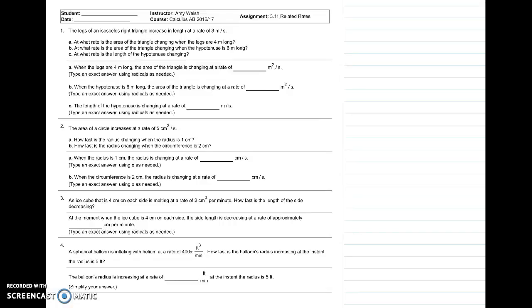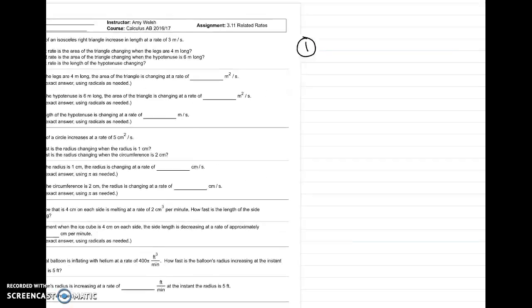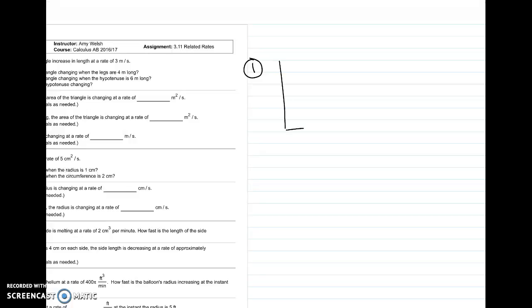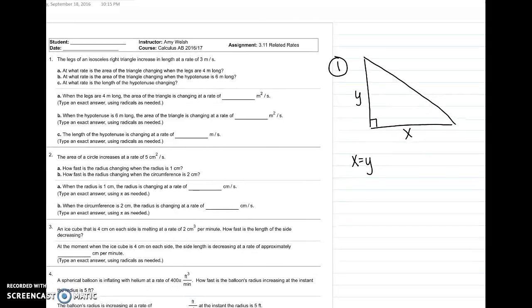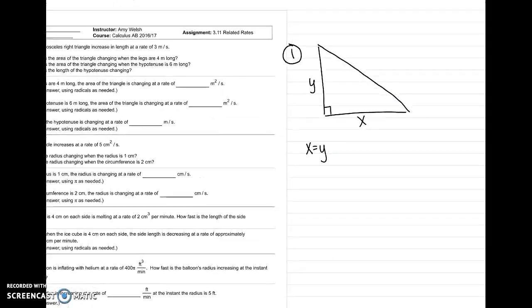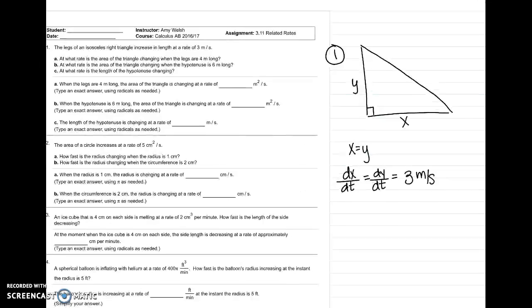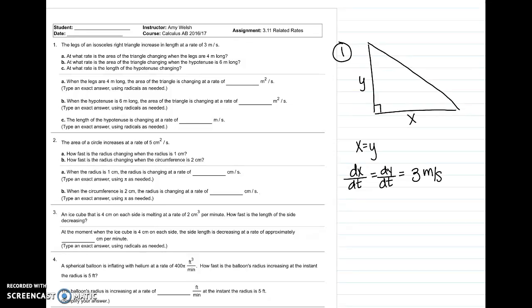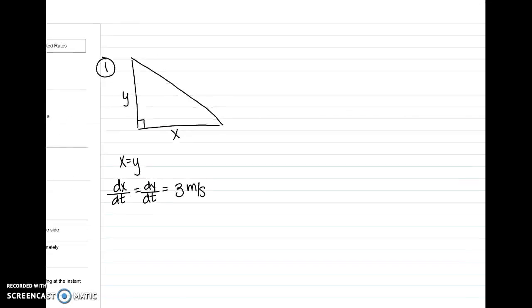So here we go. Look at the first one. The legs of an isosceles right triangle increase in length at a rate of 3 meters per second. So I'm going to draw a picture. Isosceles triangle means that two sides are the same. So in this picture, x and y are equal, and they each increase in length at a rate of 3 meters per second. So dx/dt and dy/dt, rates of change of x and y, are both 3 meters per second. At what rate is the area of the triangle changing when the legs are 4 meters long?